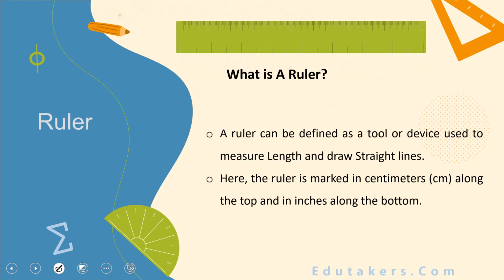What is a ruler? Here you can see in the figure the ruler is shown. The ruler is a device that is used to measure length, and it's also used to draw straight lines. Here there is a scale on the ruler. At the top it's calibrated in centimeters, while at the bottom it's calibrated in inches. Both of these are units that are used to measure length, but the standard unit is the meter. So I can simply say that the ruler is a device that is used to measure the length of anything, and it is also used to draw straight lines.